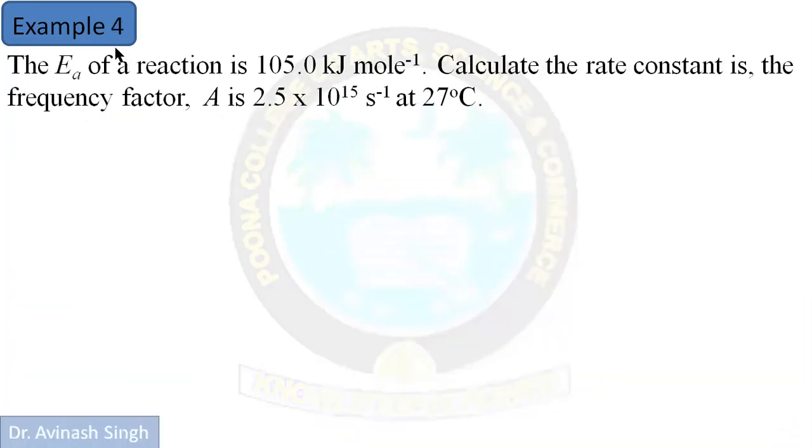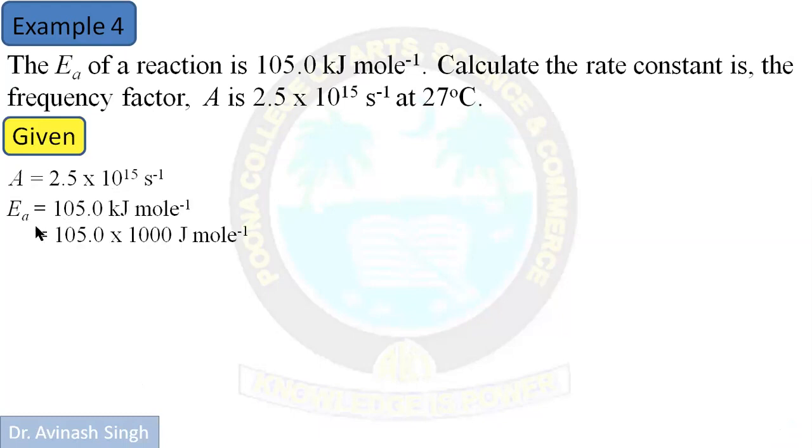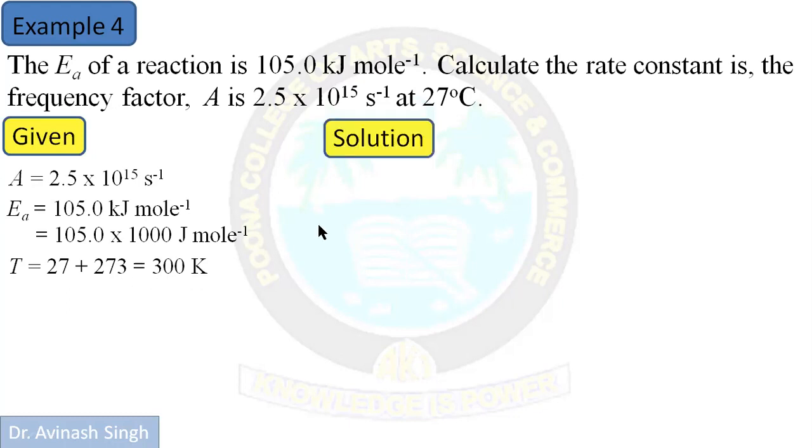Now this example is about using the second form. Over here, energy of activation is given as 105.0 kilojoules per mole. Please keep this in mind, it is in kilojoules. The rate constant is to be calculated. The frequency factor is given as 2.5 into 10 raised to 15. The temperature is given in degree centigrade. So what are the given? A is given as, now energy of activation is in kilojoules, so I convert it into joules by multiplying by 1000. Temperature is converted into Kelvin by adding 273.